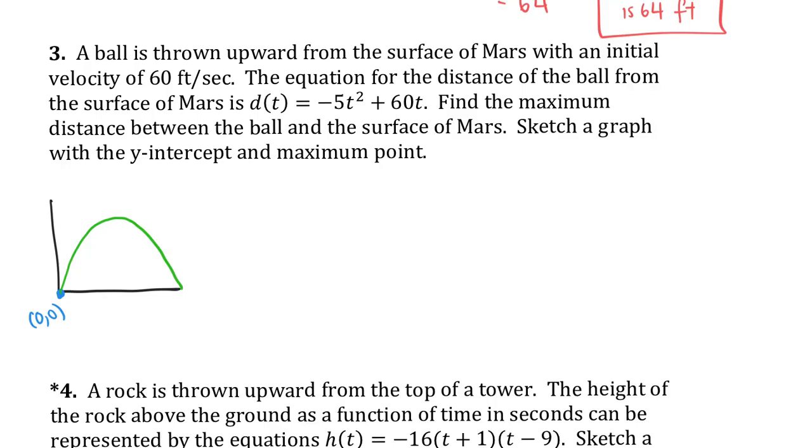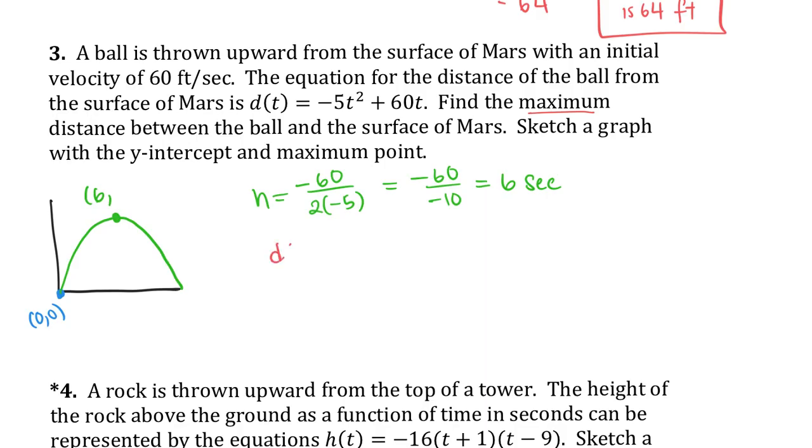Okay, find the maximum distance between the ball and the surface of Mars, which is still the vertex. Let's try this. h equals negative b over 2a. If you're wondering what happened to the 16, it's because we're on Mars and the gravity on Mars is different. h is the x coordinate, which is really the t coordinate, so this is the time. So this is 6 seconds. So 6 comma, we need the maximum point, so we need to plug this back in.